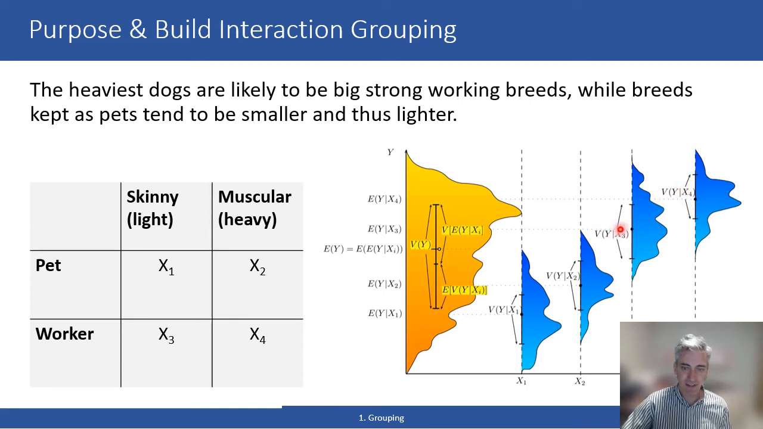What we can say is that there is a definite separation between the heaviest working dogs and the smallest or lightest pet dogs. The variances do not overlap, and the means are well separated. So this is a reasonable way of sorting out these dogs and explaining this broad distribution.